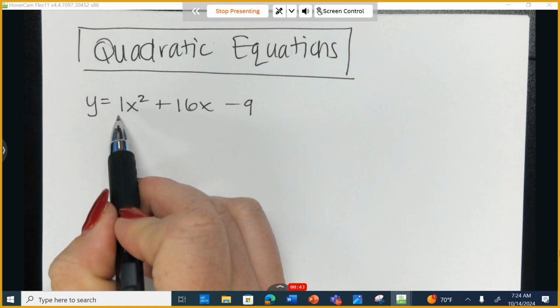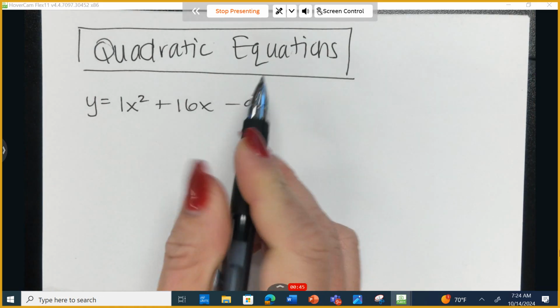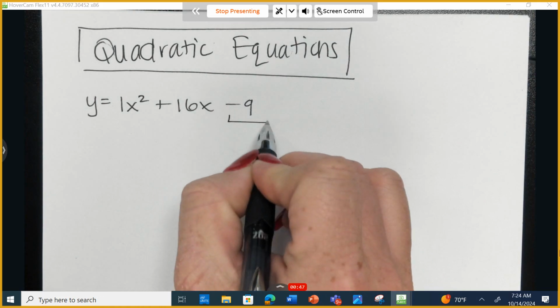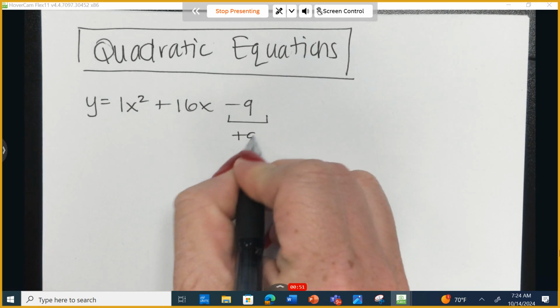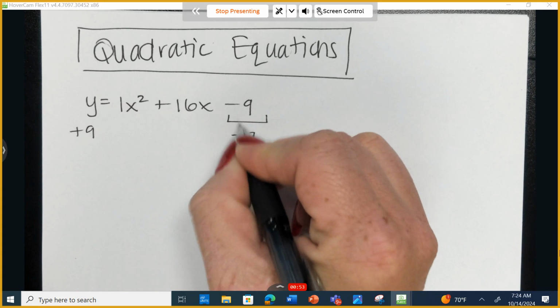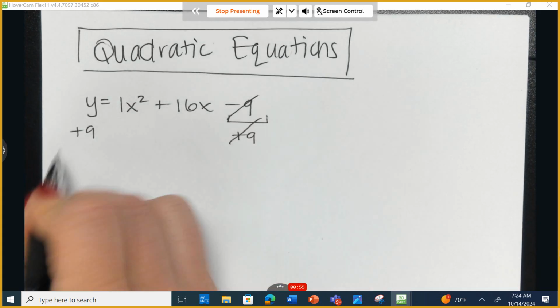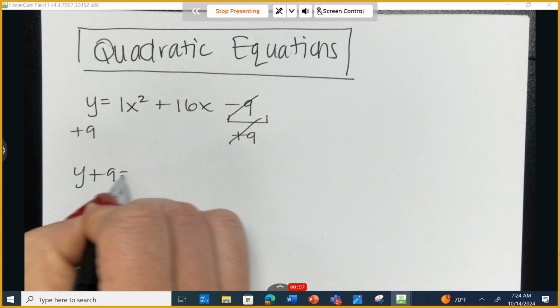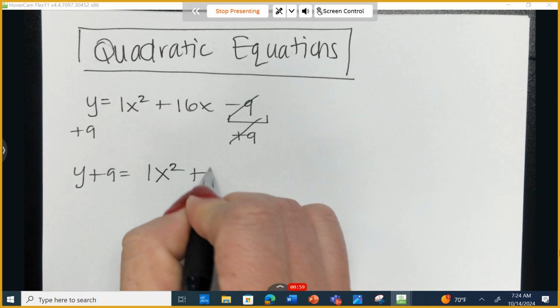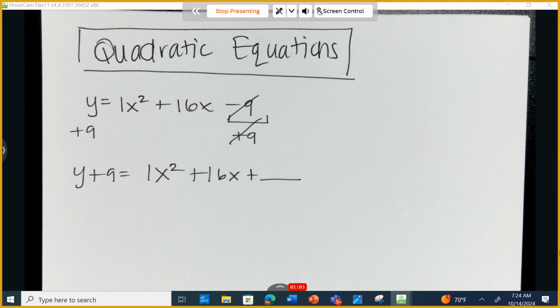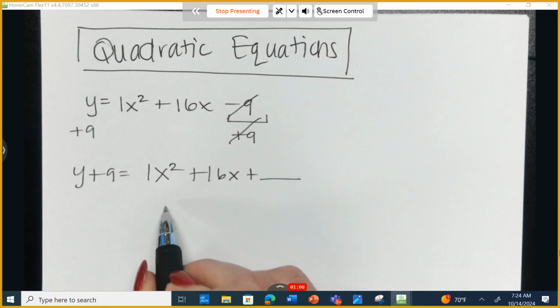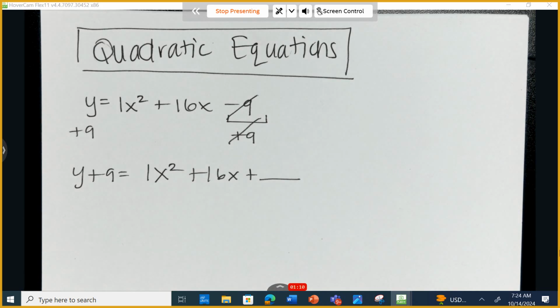So this is standard form. I have an A, a B, and a C. I'm going to start by taking the C value and moving it to the opposite side. Because it is a negative, I'm going to add it using the opposite operation. Now I have y plus 9 equals 1x squared plus 16x plus some unknown number. I want to achieve a number here so that I can easily factor in a specific form. And there's a shortcut method to doing that.